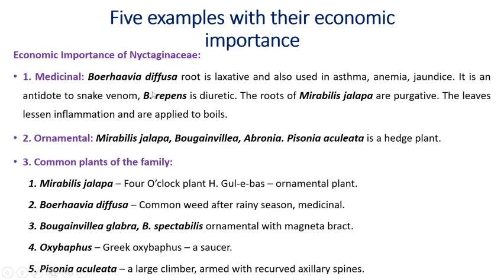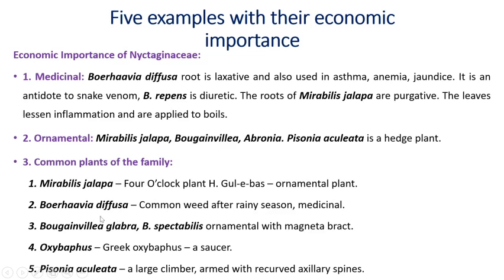Now members of this family are also used as ornamental plants because of their beautiful flowers. Some examples are Mirabilis jalapa, Bougainvillea, Abronia. Pisonia aculeata is a hedge plant. They are used for ornamental purposes. Then common plants of the family: Mirabilis jalapa. It is also called the four o'clock plant. It is cultivated as an ornamental plant in gardens.